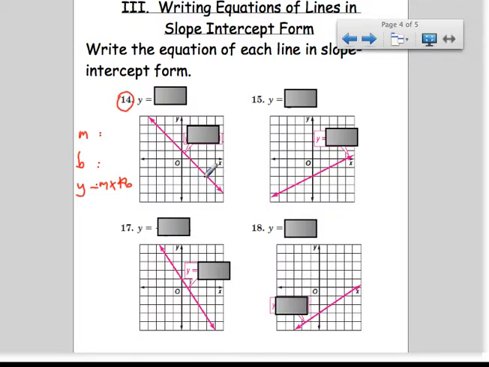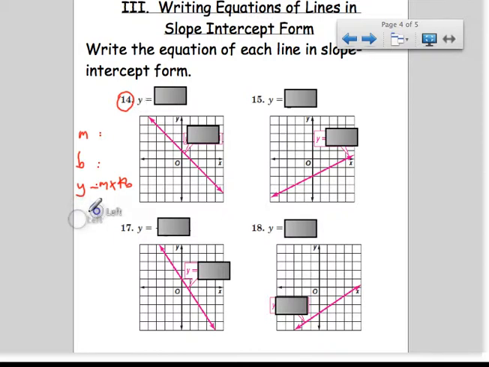And if I go there, I have a rise of negative 3, a run of 3: 1, 2, 3. And so my slope is negative 3 over positive 3, which just simplifies to negative 1. And so I have a y-intercept of 1, a slope of negative 1, and now I just need to put this piece of information together.